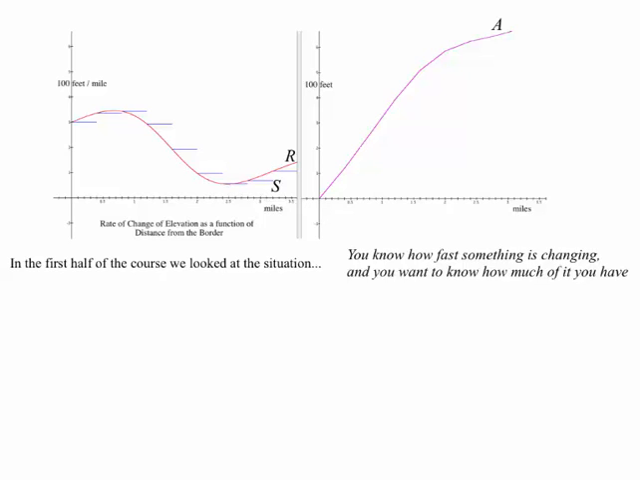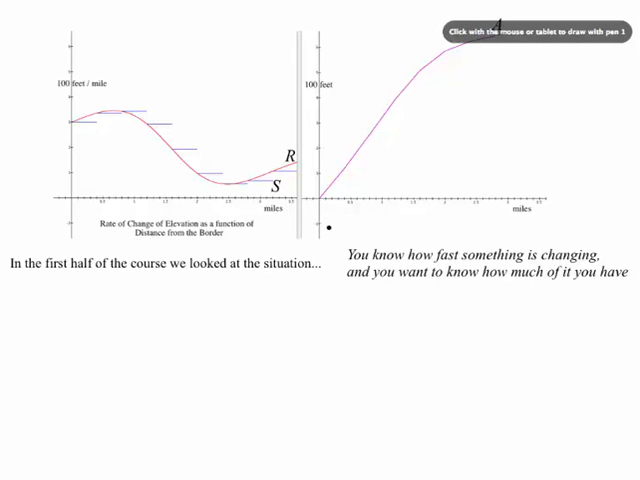You know how fast something's changing, right? Rate of change on the left. You want to know how much of it you have. So here's a scenario where our independent quantity, our x quantity, is the miles from the border, the distance from the border of some state. And then the output here is how many hundreds of feet of elevation change you get per mile. So it's a rate: 100 feet of rise or run per mile traveled.